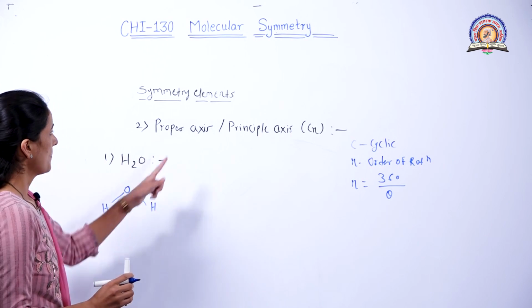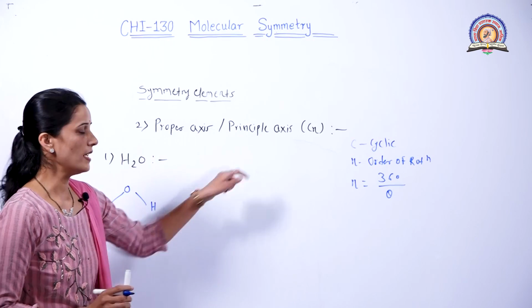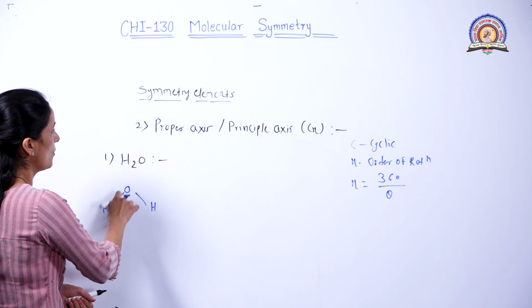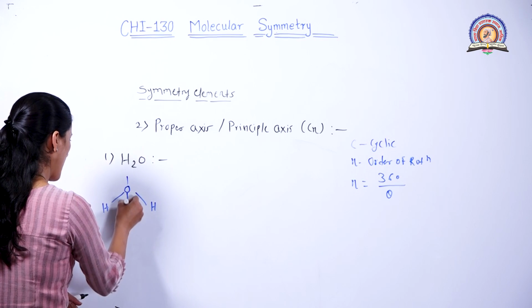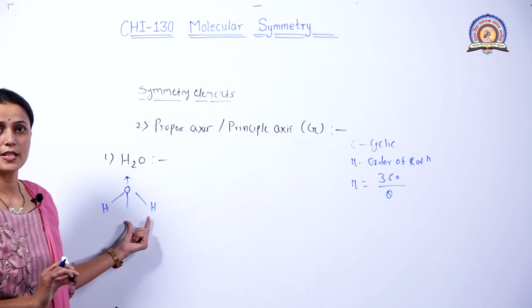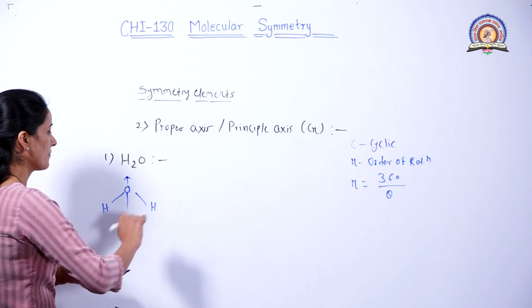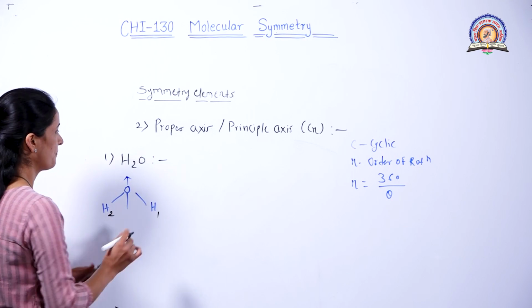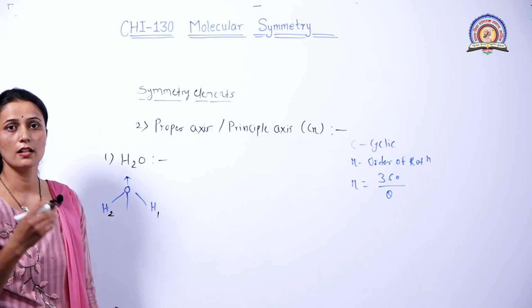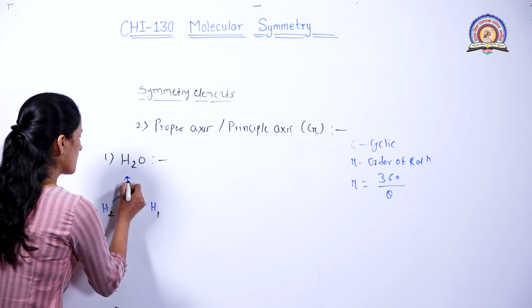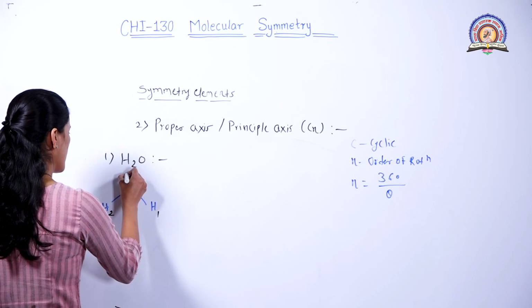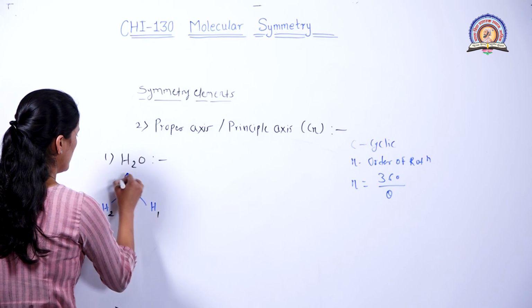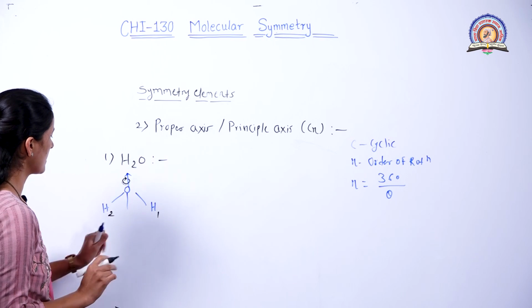Now the question is, where is the proper axis or principal axis? See, this is your water molecule and this is the center of this water molecule. So the proper axis or principal axis passes through this center. Okay, this is your principal axis. There are two hydrogens attached to this oxygen, H1 and H2. Now how to show the rotation? It is in clockwise direction. This is your principal axis and this is the sign of rotation in clockwise direction. This is H1 and this one is H2.